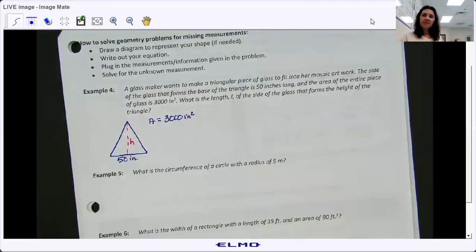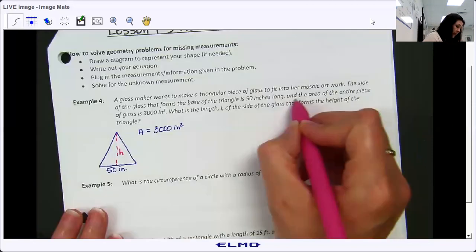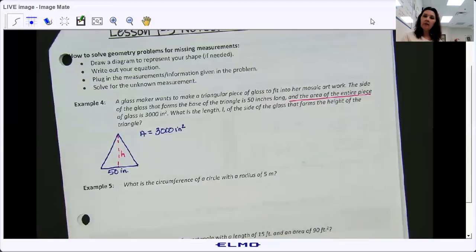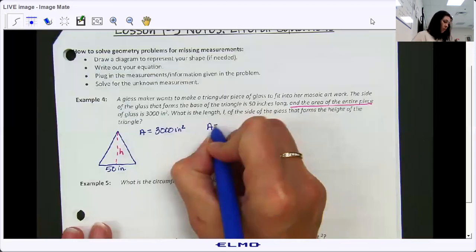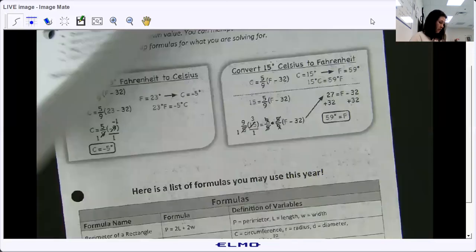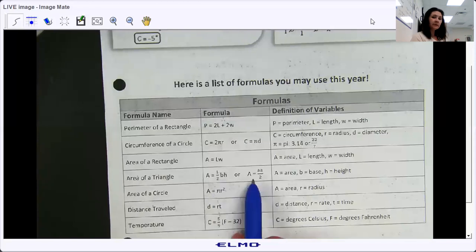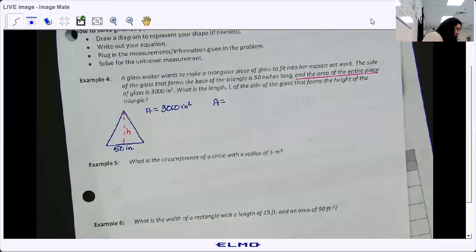The other thing that you have to ask yourself is, what formula am I looking for? Since they're giving you the area, you're going to be writing down the formula for the area of a triangle. If you didn't know, you could always flip back to that first page, and it says right here, area of a triangle. There's two different ways you can write it: half the base times the height, or base times height divided by 2. A lot of us like to use base times height divided by 2, so that's the one I'm going to use.